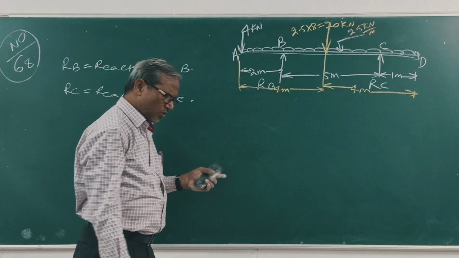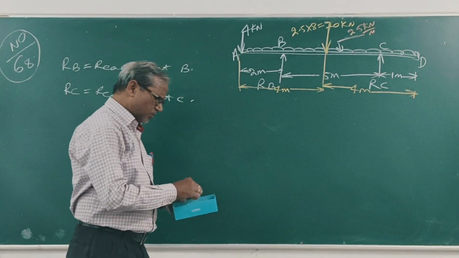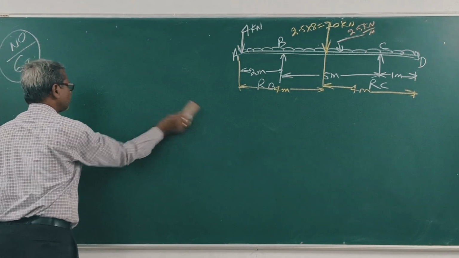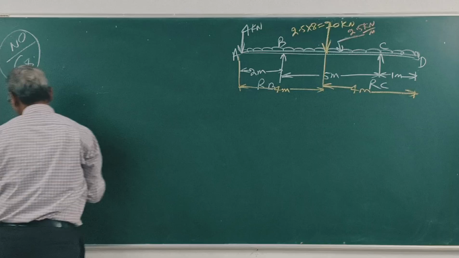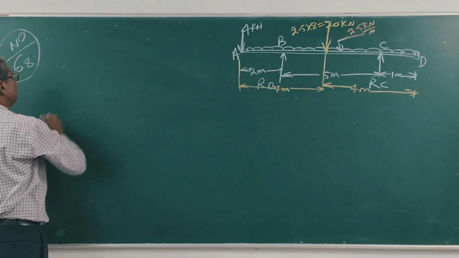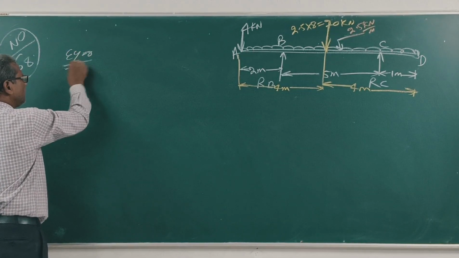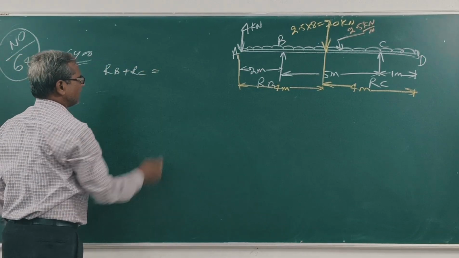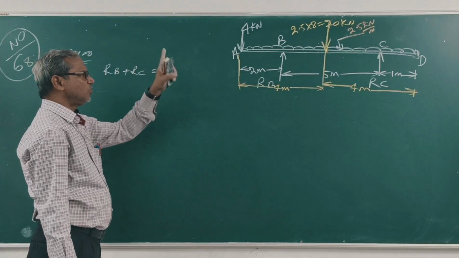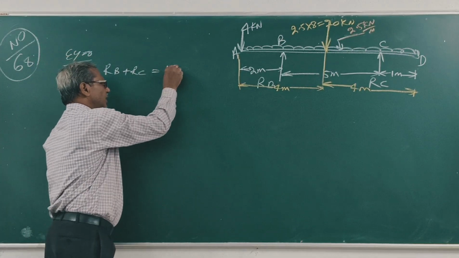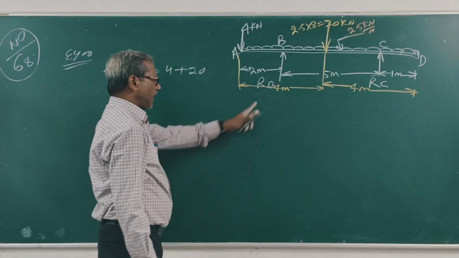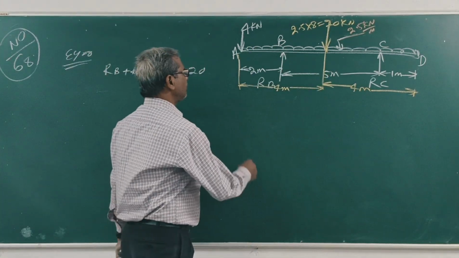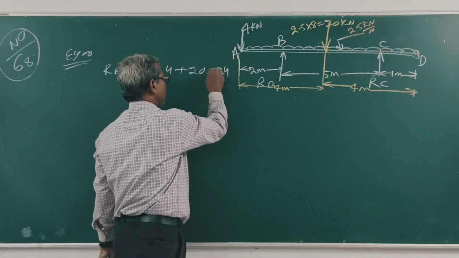Now sigma Y equals 0. Upward force is equal to downward force. What is upward force? RB plus RC is equal to 4 plus 20. Clear? 24 is equal to 24 kilonewton.